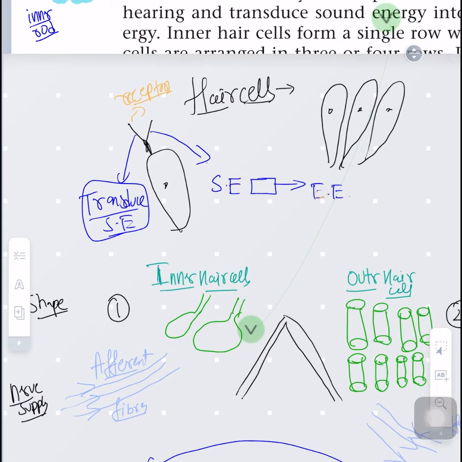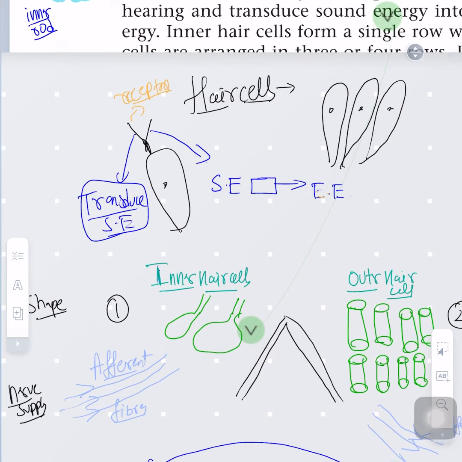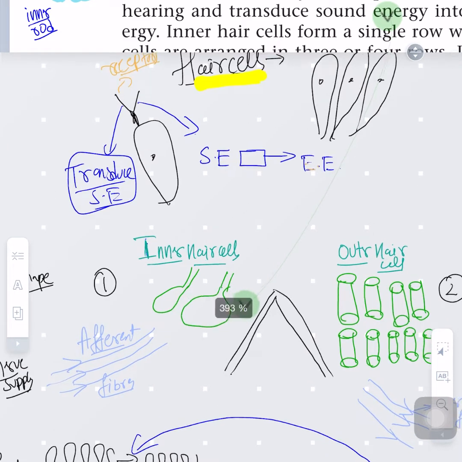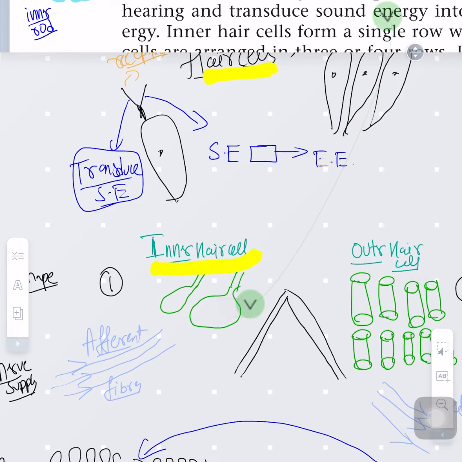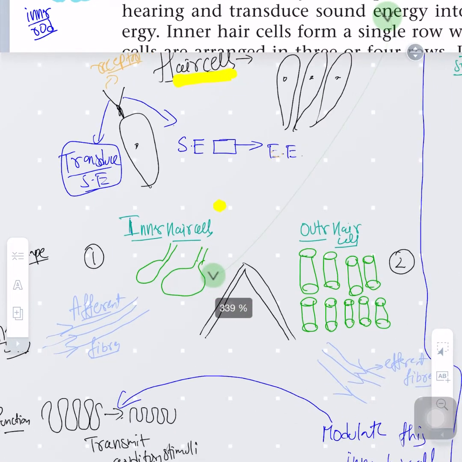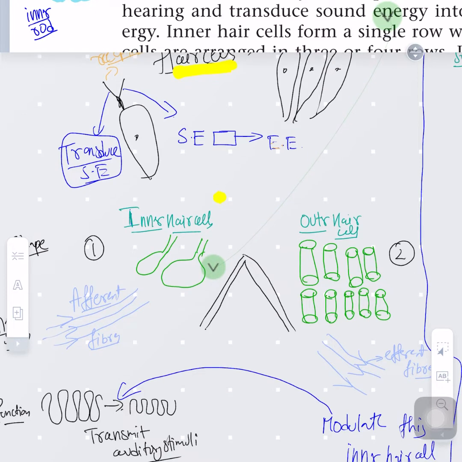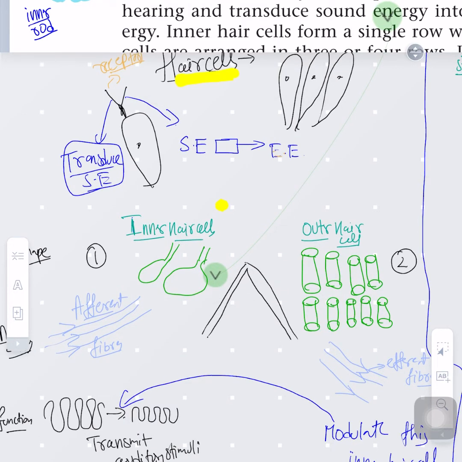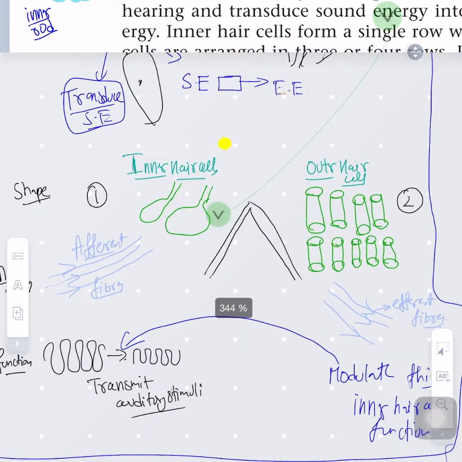Now we have two types of cells, as I told you, that is the inner hair cells and the outer hair cells. What are the differences? The inner hair cells, see, in the diagram I've made, are flask shaped, whereas the outer hair cells are cylindrical in shape. And I've drawn a smaller number of inner hair cells compared to outer hair cells. That means outer hair cells are greater in number than inner hair cells. Having said that, the outer hair cells are present in multiple rows, like 3 to 4 rows, whereas inner hair cells are present in one row.